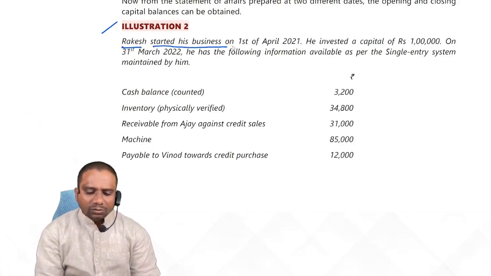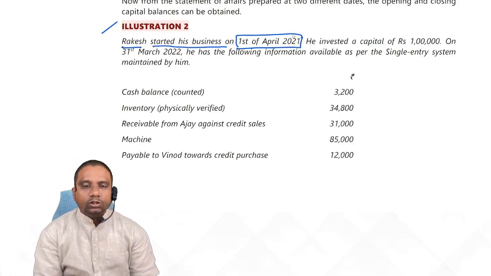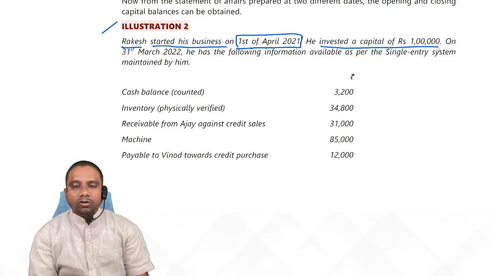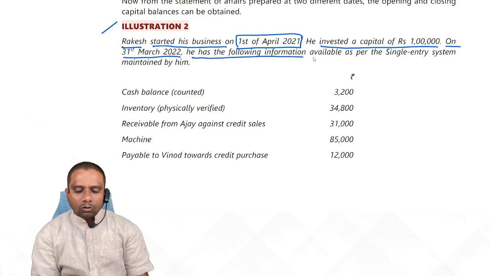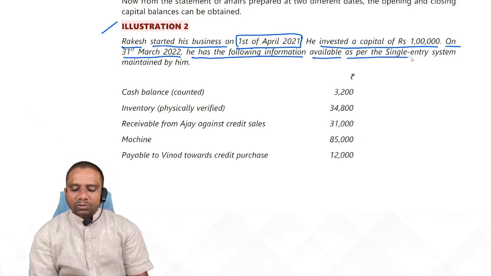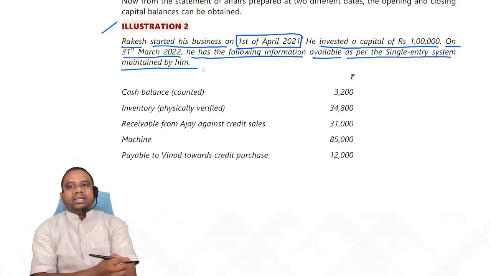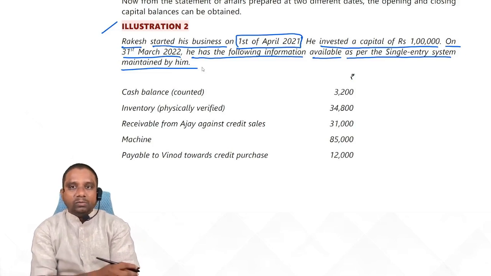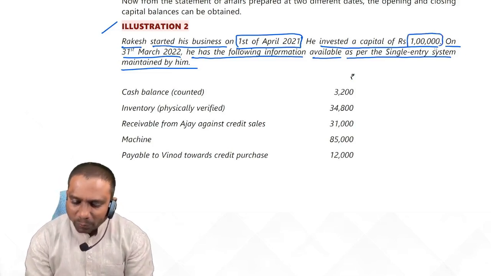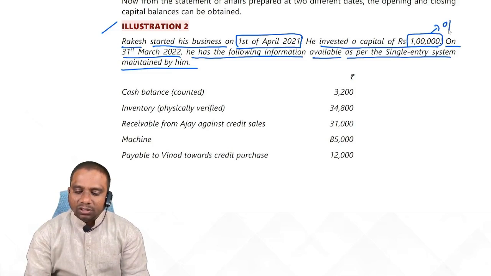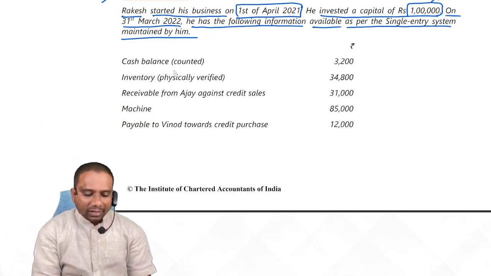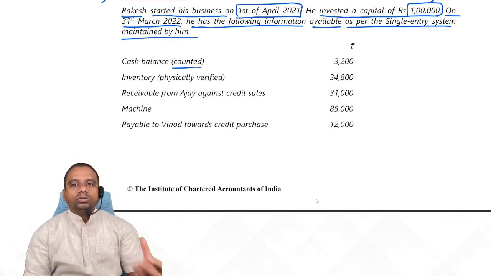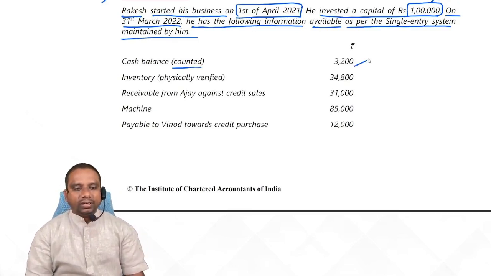Rakesh started his business on 1st April 2021. He invested a capital of 1 lakh. On 31st March 2022, he has the following information available as per the single entry system maintained by him. This 1 lakh is nothing but opening capital, students. Now look at cash balance. We have counted the cash balance, 3200.